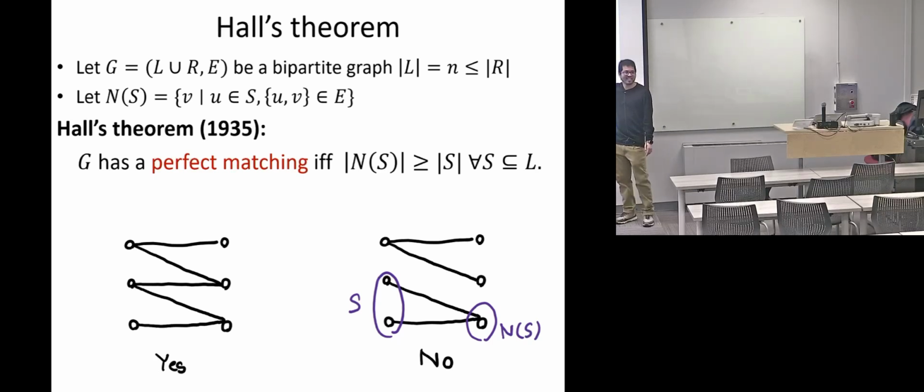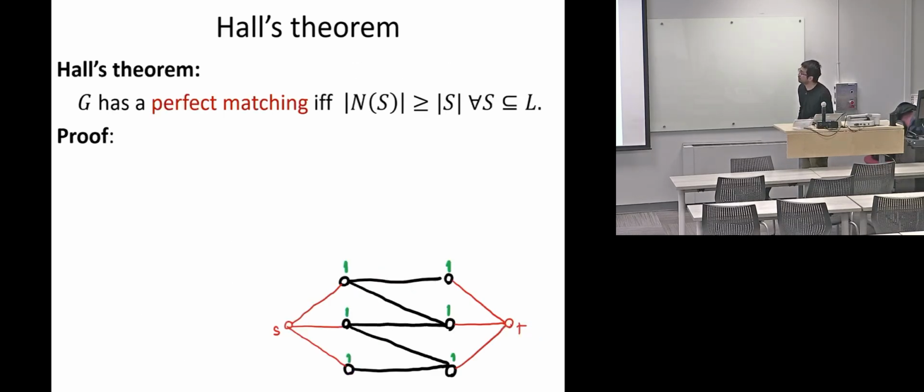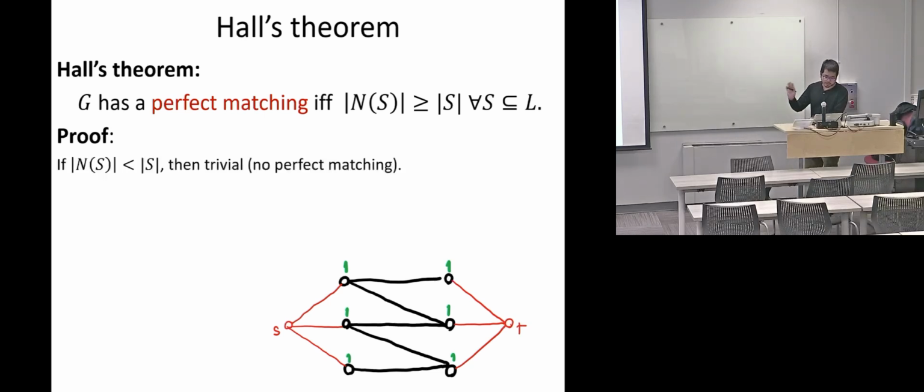So one direction is clear. If there is some set S such that this is violated, there's no way to have a perfect matching, like here. You cannot match these two guys. But the other direction is interesting. Okay, let's prove this. I forgot to say that a perfect matching just means everyone here is matched. Okay, let's try to prove Hall's theorem.